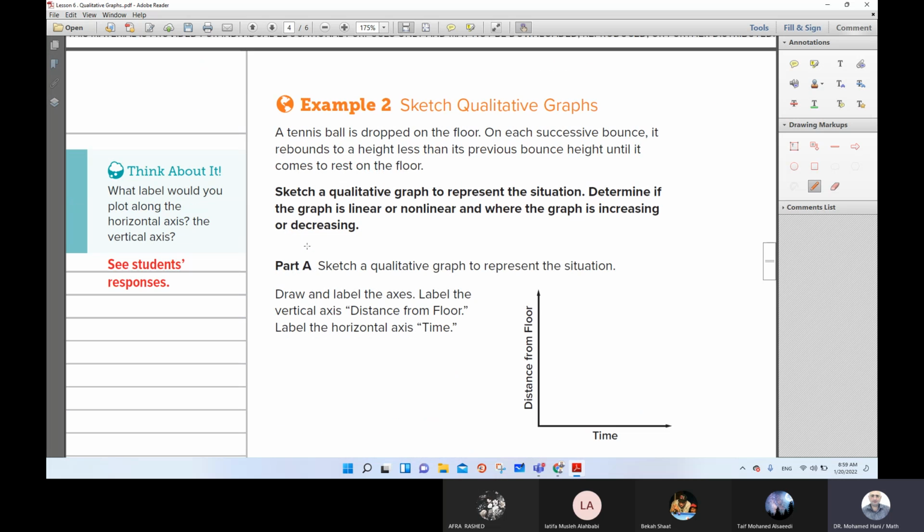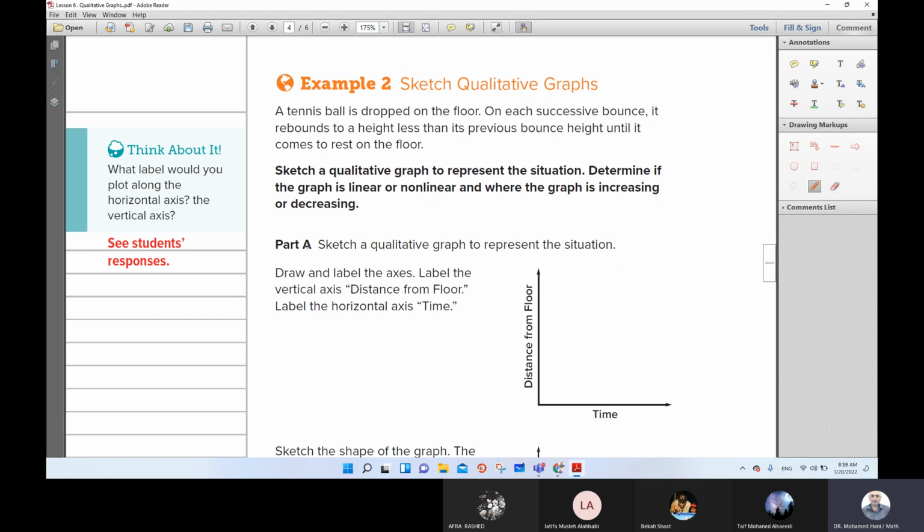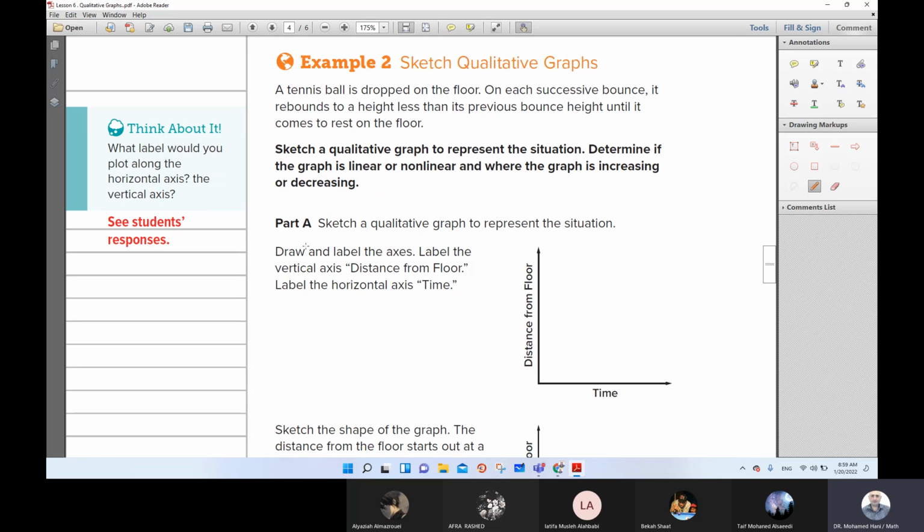Sketch qualitative graphs. A tennis ball is dropped on the floor. On each successive bounce, it rebounds to a height less than its previous bounce, until it comes to rest on the floor. Sketch a qualitative graph to represent the situation. Determine if the graph is linear or non-linear and where the graph is increasing or decreasing.